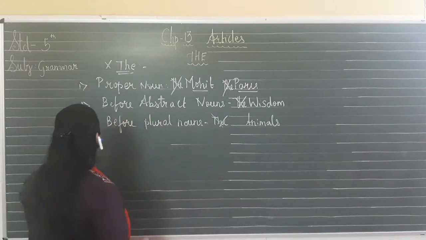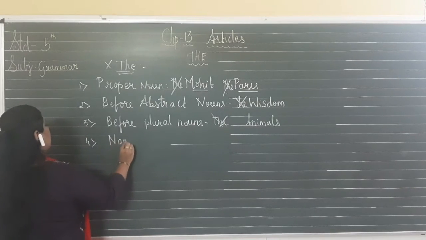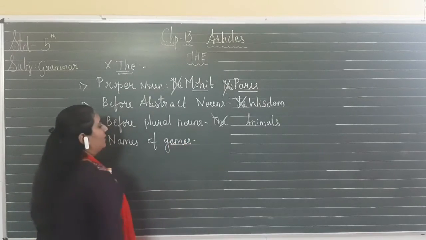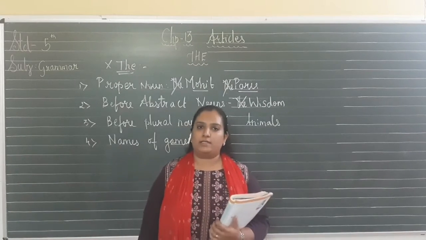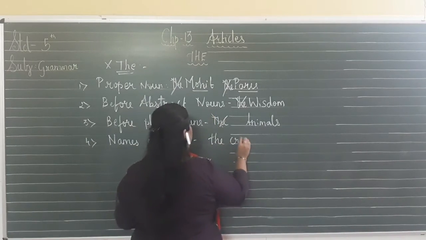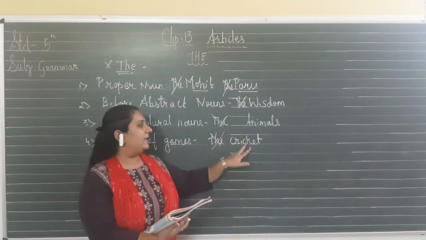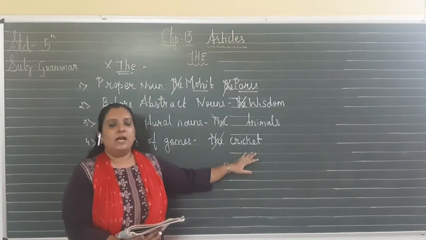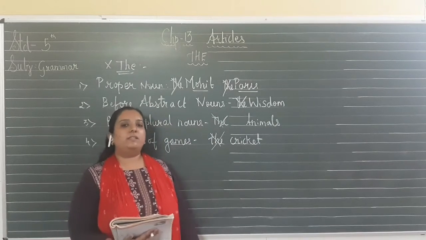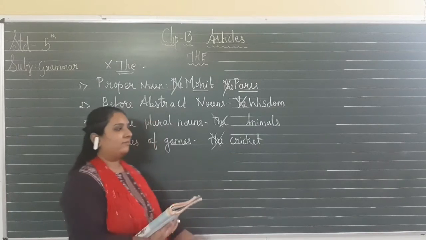Let us have a look at the fourth rule. It says names of games. For example, I say I love cricket. Can I say I love the cricket? No. We do not insert article the before the names of games. I can say I love cricket. I love to play badminton. I will go to play tennis this evening. So wherever there is the name of a game, there we cannot use article the.